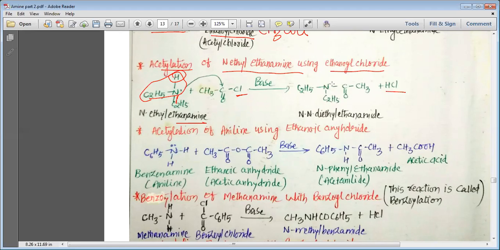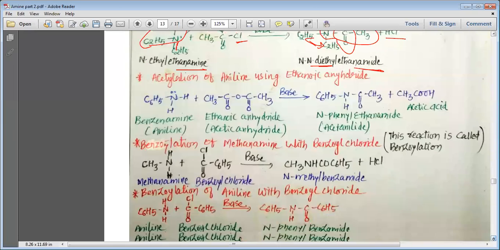So here you can see that this is the NCO group. So again it is an amide. And what type of amide? This is the amide which has two ethyl groups bonded with nitrogen. So it is N,N-diethyl. And as there are two carbons here, we call it ethanamide. So this is how the acetylation takes place.